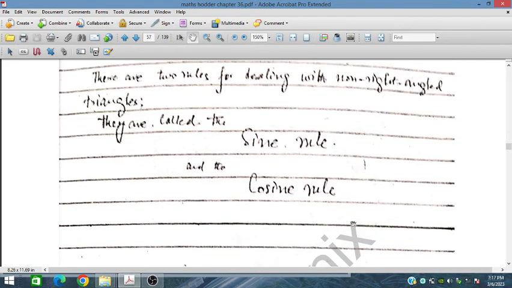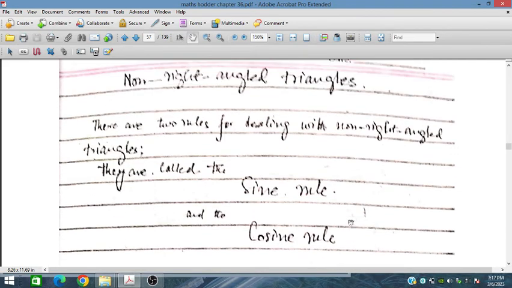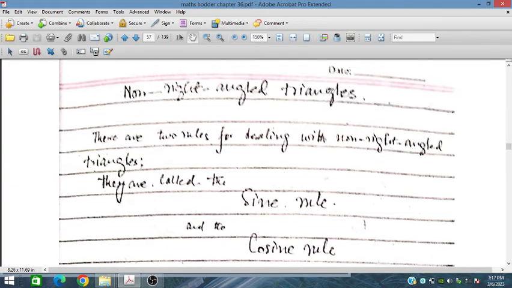In the next session, we will discuss non-right angle triangles.